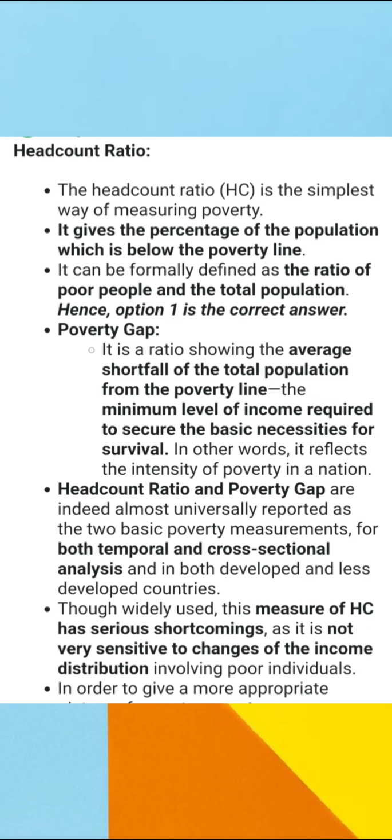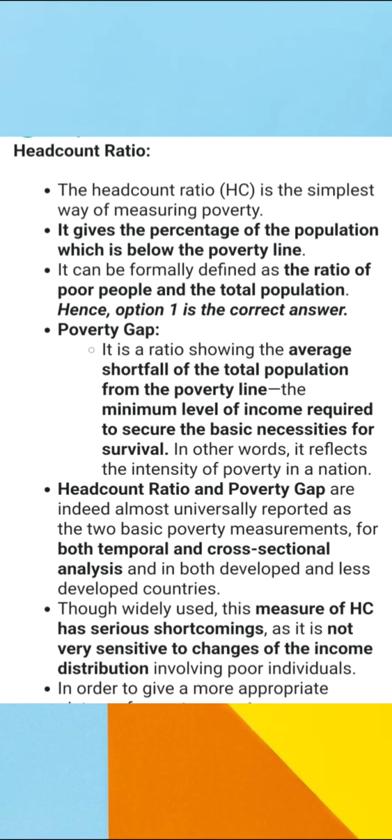Poverty gap. It is a ratio showing the average shortfall of the total population from the poverty line, the minimum level of income required to secure the basic necessities for survival. In other words, it reflects the intensity of poverty in a nation.